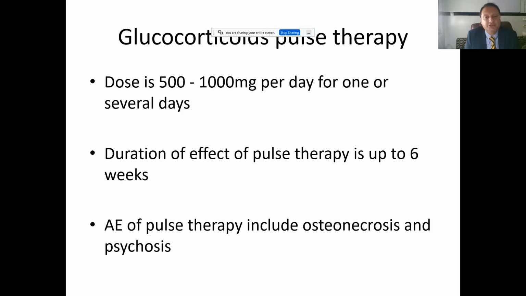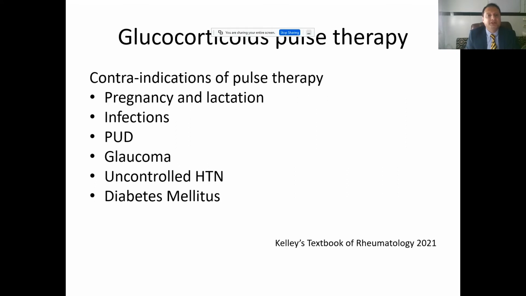The duration of effect of pulse therapy is up to 6 weeks. So you can expect good results and a reasonable control for up to 6 weeks. But beyond that, obviously, you need to establish your patient on appropriate immunosuppressives. The adverse effects of pulse therapy include osteonecrosis and psychosis that you need to be aware of, apart from other side effects that I'll be touching on later during this presentation.